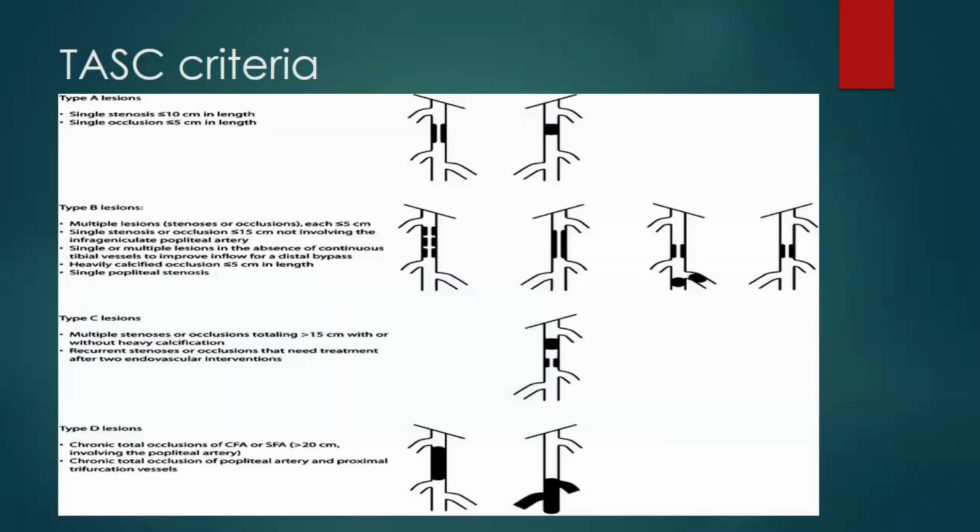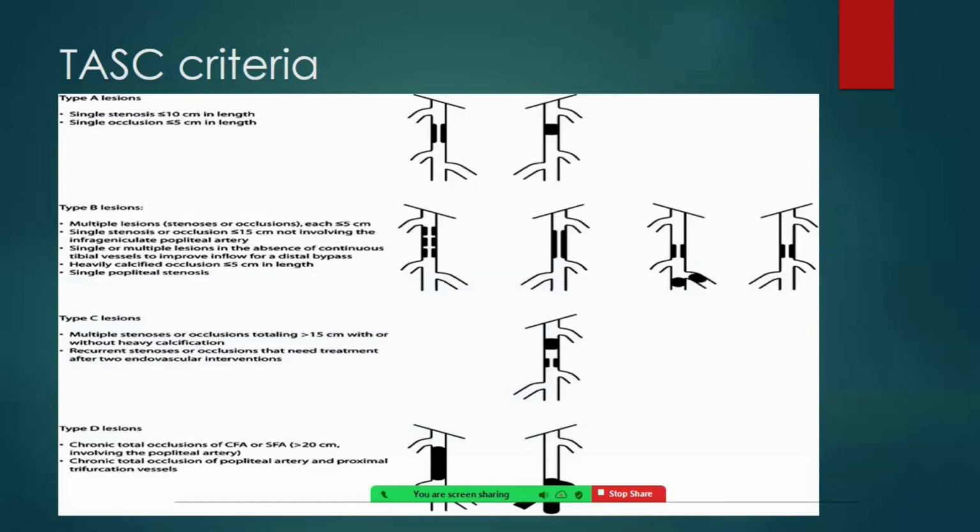These are the TASC criteria for the classification of PAD. Once we get the CT angio done, we are able to see in which category the patient falls. Based on the category, we can decide whether to send the patient for surgery or directly for intervention. Nowadays, in every category, we can straightaway go with intervention, and when it fails, we can go for surgery. Generally it's recommended that in a type D lesion we go for surgical evaluation first.